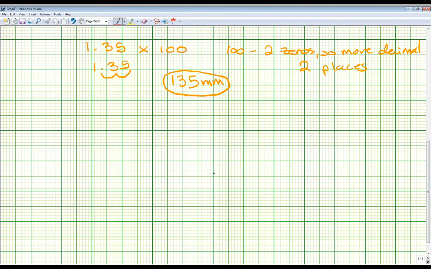Glancing over at page 87, there's another key idea here. It's about multiplying decimals by decimals. It says, multiply as you would with whole numbers. Then add the number of decimal places in the factors. The sum is the number of decimal places in the product. So the only difference here is that both our numbers are going to be decimals, which then tells us there's going to be more decimal places in our answer that we're going to have to use.